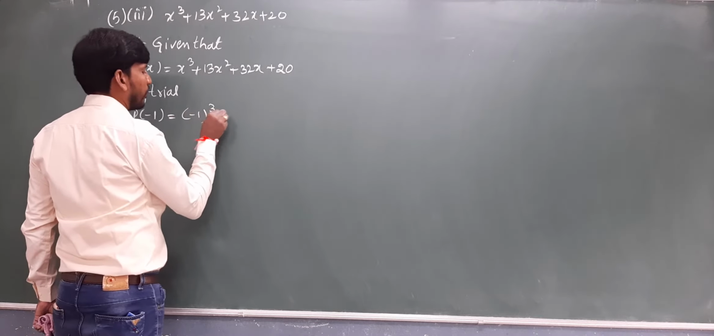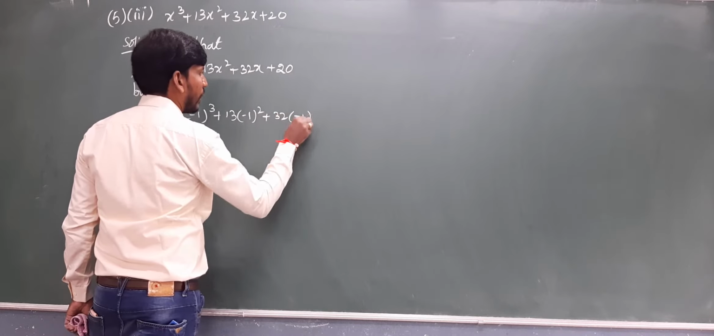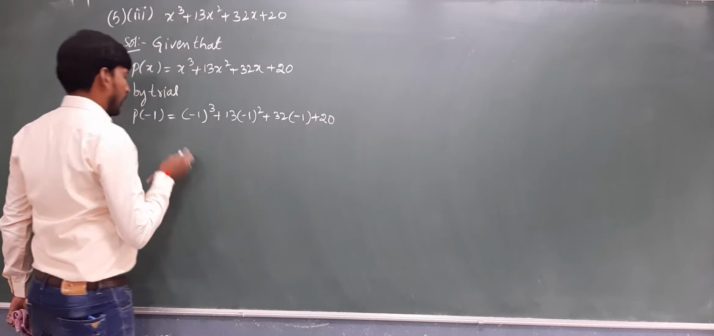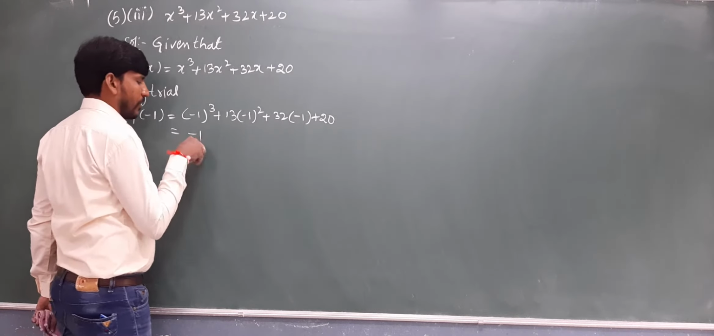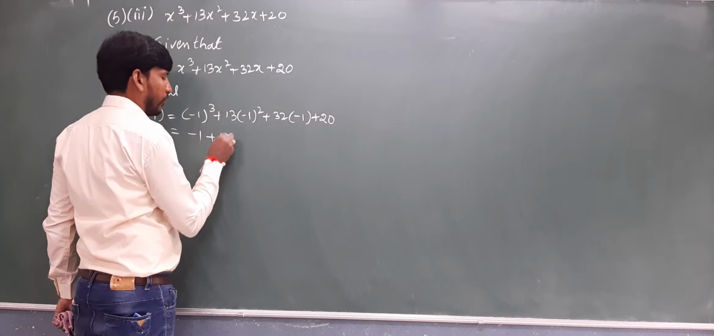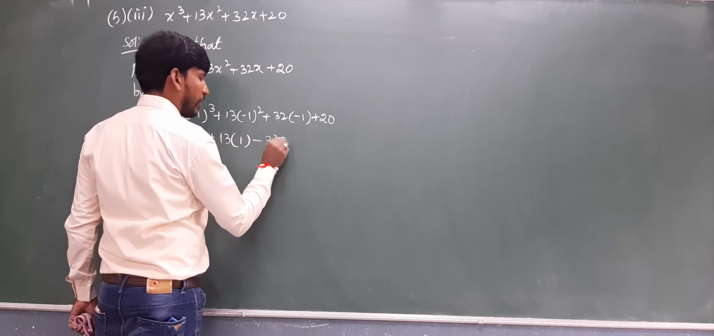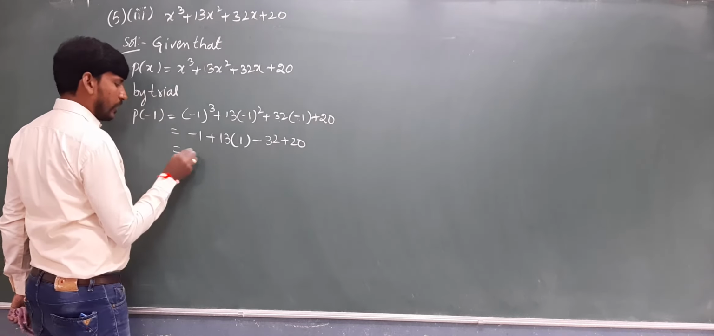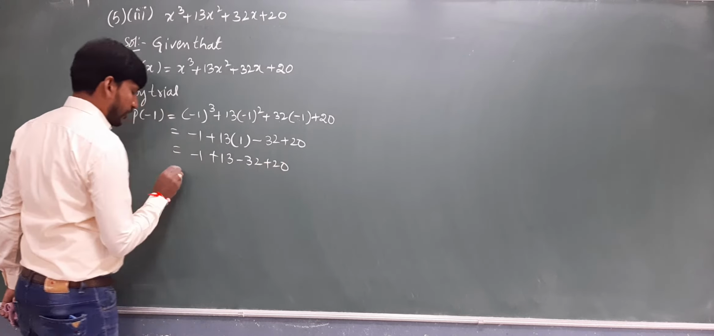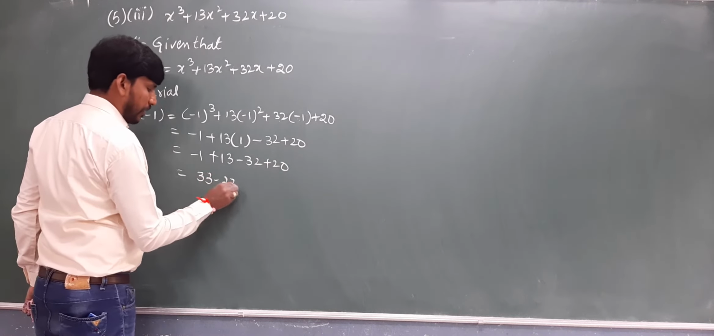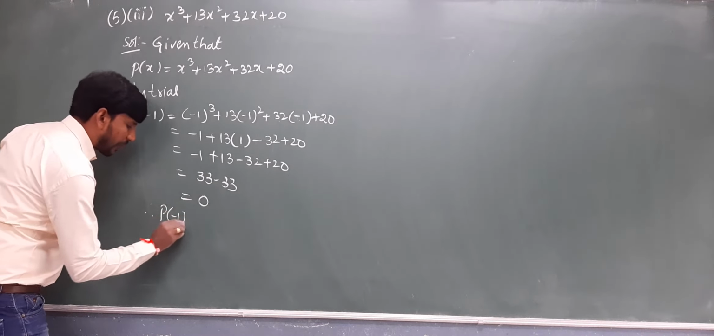So minus 1 whole cube plus 13 into minus 1 whole square plus 32 into minus 1 plus 20. Now already I told you minus 1 to the power of odd power is always minus 1 only. Now plus 13 into this is 1, minus into plus is minus, 32 ones are 32 plus 20. Now this is minus 1 plus 13 minus 32 plus 20. What is the value here? 33 minus 33 becomes 0. So therefore we got P of minus 1 equal to 0.